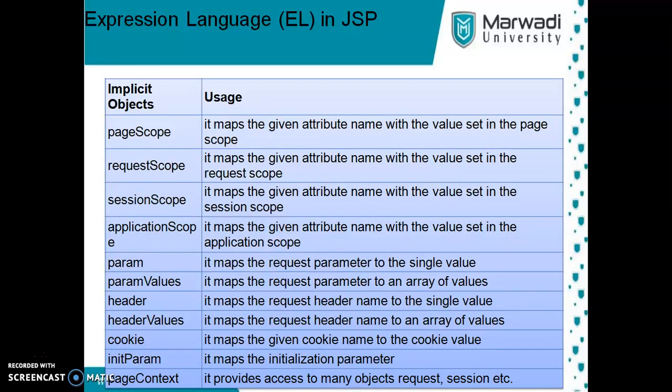Now we are going to discuss the implicit objects of expression language. In the earlier session we have already studied the implicit objects of JSP. That is a different one. Now these are the implicit objects of expression language.